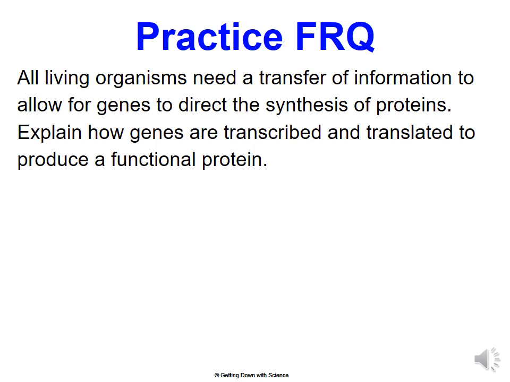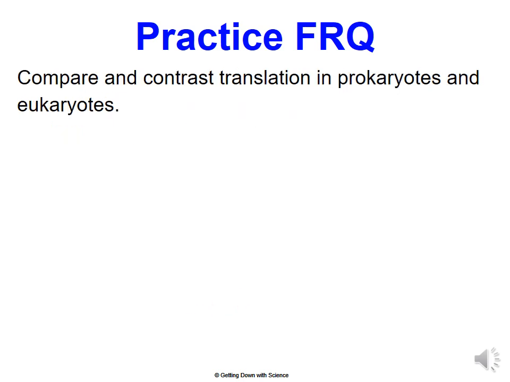Okay, practice free response. All living organisms need a transfer of information to allow for genes to direct the synthesis of proteins. Explain how genes are transcribed and translated to produce a functional protein. And then another, compare and contrast translation in prokaryotes and eukaryotes.